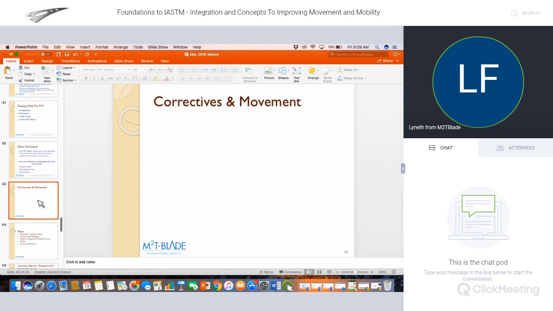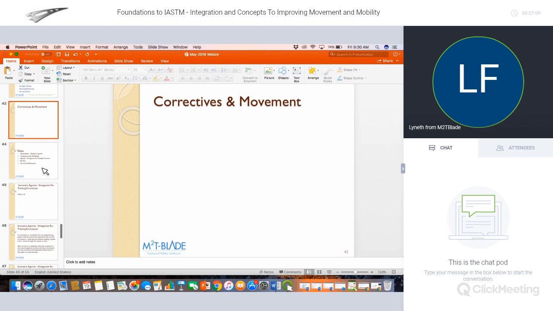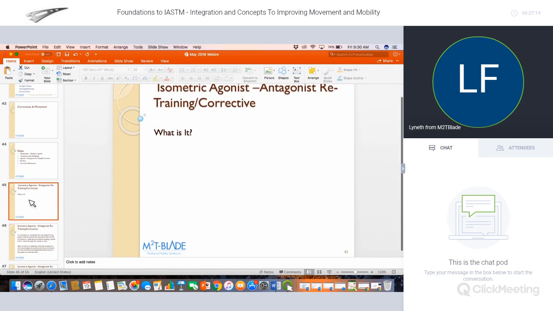Last thing we're going to talk about here is our correctives. We talked about the assessment, muscle testing, range of motion, and how to actually treat, and now we're going to our correctives. Corrective is probably one of the most neglected but most needed steps to help your patients move better, feel better, and get positive results out of their treatments. Just to review: step 1, assessment, global to specific. Step 2, treatment with the M2T-Blade. Step 3, IASTM retraining. Step 4, retest. Step 5, we're into our correctives.